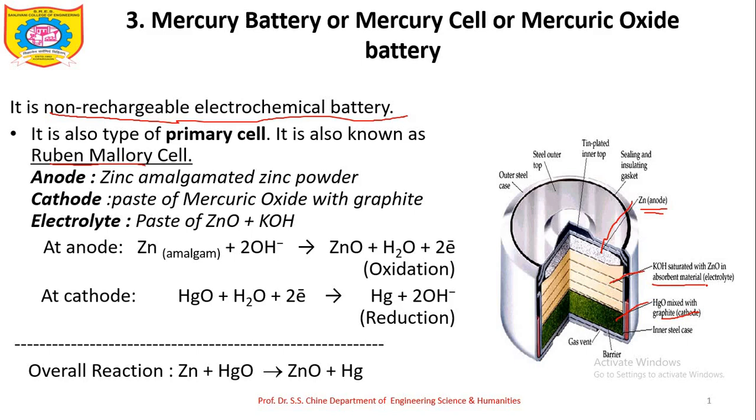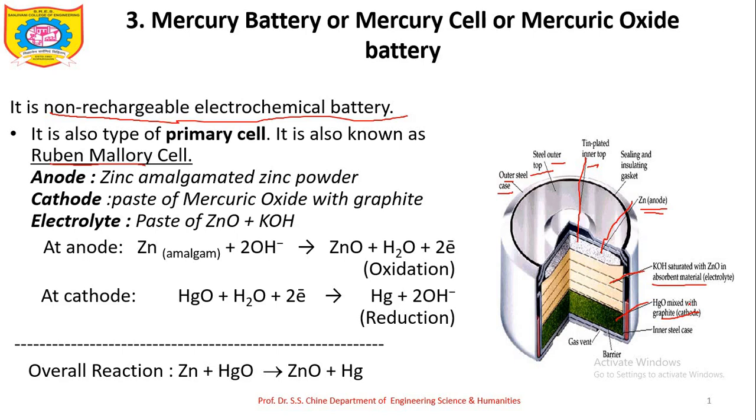Now all these anode, cathode and electrolyte are covered with this outer steel case, which means the outer case is made up of steel. Then at the top there is a steel top, and then a tin plated inner top is present. Then there are sealing and insulating gaskets. In this way all these are packed in this steel container.